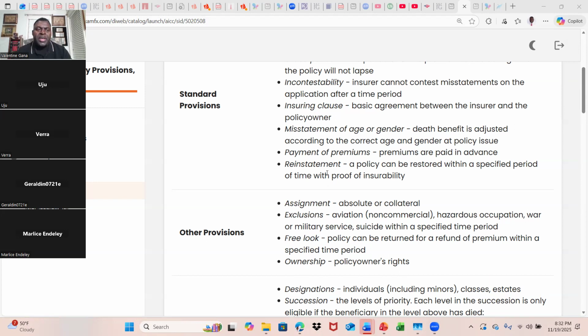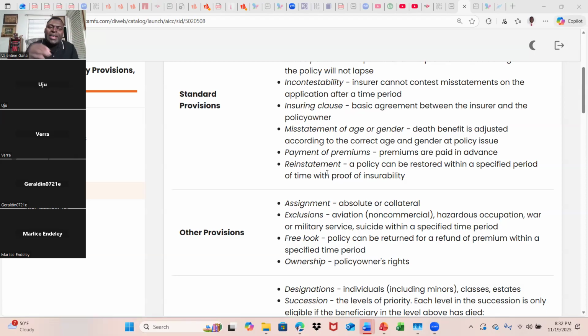What is reinstatement? Reinstatement is if your policy lapses. Let's say you did not pay your premiums and your policy lapses. There are some terms or some conditions under which that policy can be reinstated. But the reinstatement period is limited. The reinstatement window is very limited. It might be 3 years maximum.